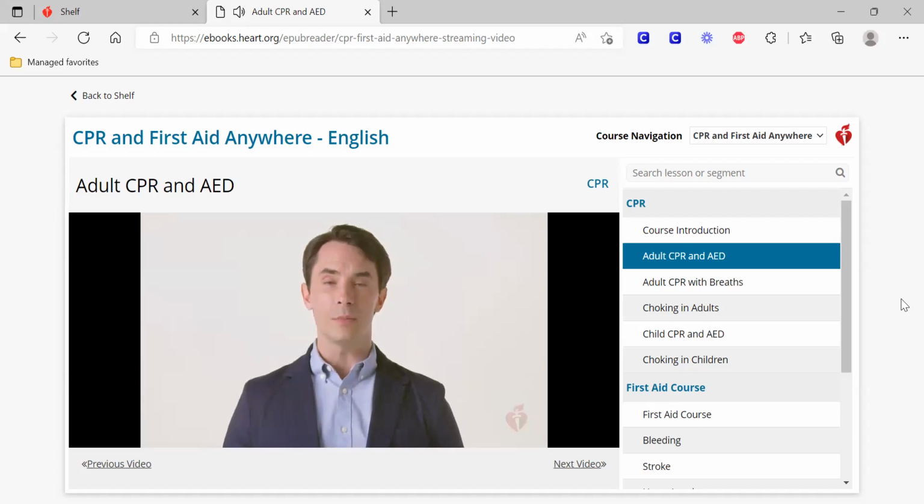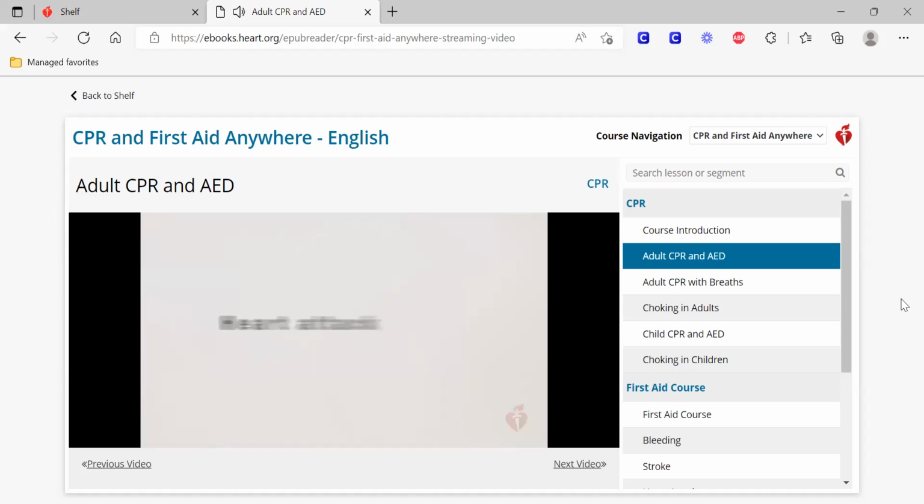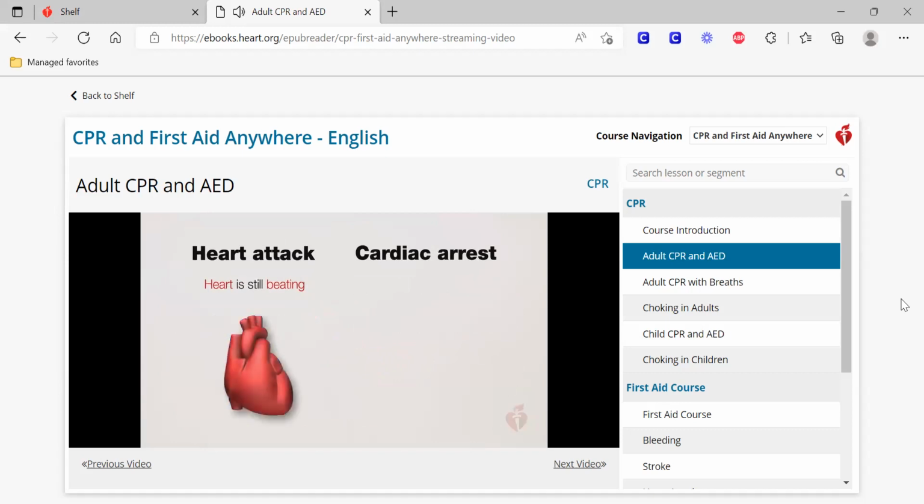You've probably heard the terms heart attack and cardiac arrest before. You might think a heart attack and cardiac arrest are the same thing, but they're not. In fact, there are some very important differences. The major difference between the two is that during a heart attack, the heart is still beating and pumping blood, and the person is still alive. When the heart stops beating, the person is in cardiac arrest. During cardiac arrest, the heart has stopped beating, and the person doesn't respond and isn't breathing normally.